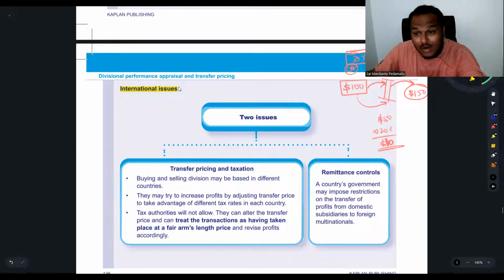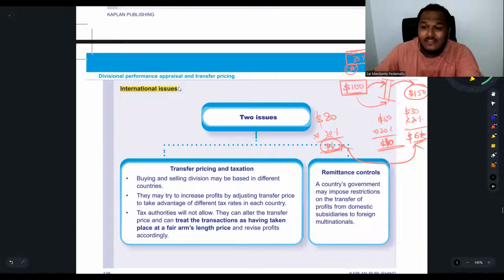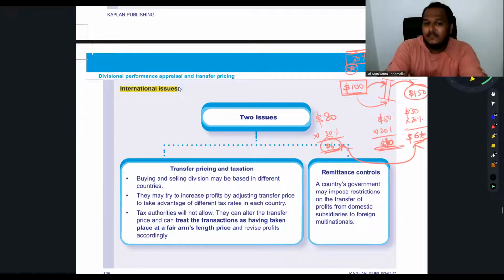Suppose if I transfer at 120 to division B, $20 will be booked by division A, on which 30% tax means $6 will be paid by division A, and division B will make a profit of $30 (150 minus 120), on which they'll pay 20%, which is again $6. So 6 plus 6, total $12 we'll have to pay. But if we transfer at 100, we'll pay only $10. So like this, based on the tax rates in different countries, we'll have to determine the transfer pricing when you are doing international transfer prices.